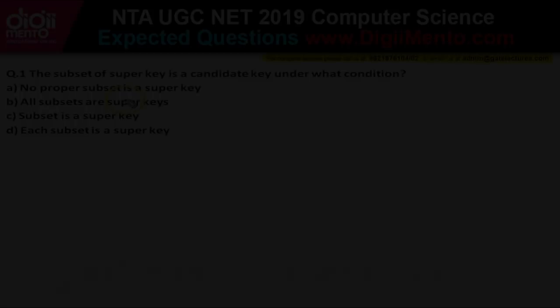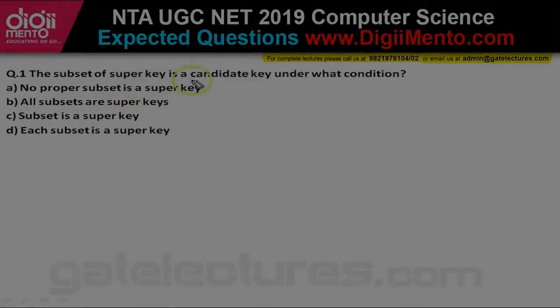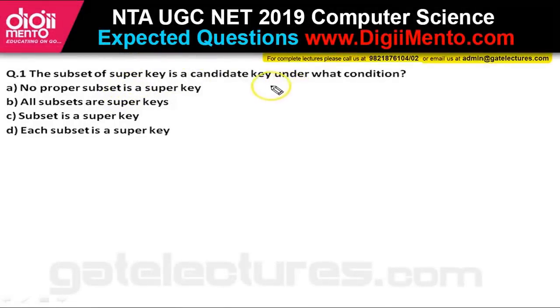So we have our first question, which says: the subset of a super key is a candidate key under what condition? The first option says no proper subset is a super key, all subsets are super keys, subset is a super key, and each subset is a super key. Quite confusing, but no need to get confused. Just read the question carefully.